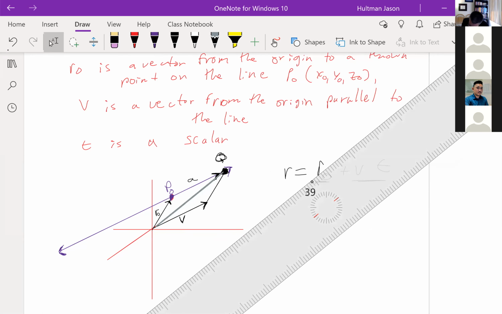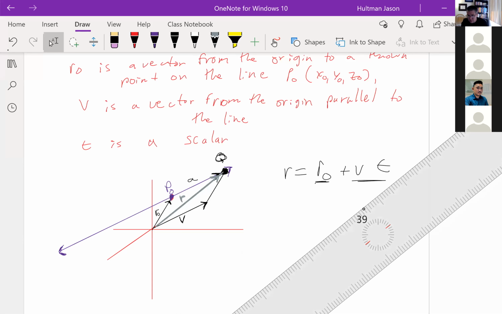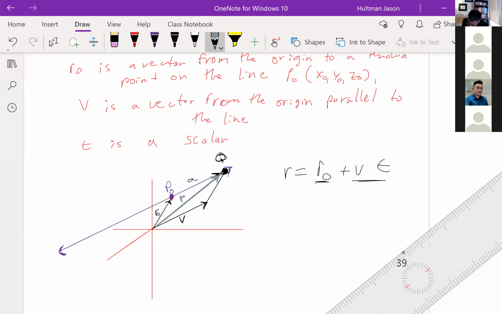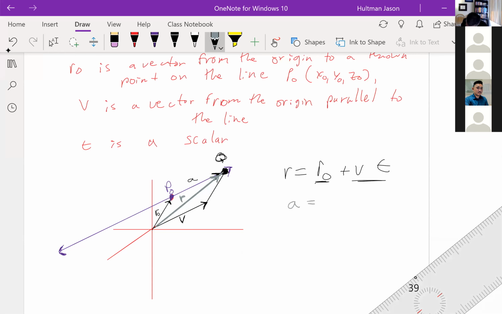Okay, and what is this? This is r. That's vector r for that one point. Right? Isn't that vector r for that one point? Because didn't we add r naught and v together? And we got this guy. So we could say that A is equal to r naught plus v. That's what A is equal to, right?